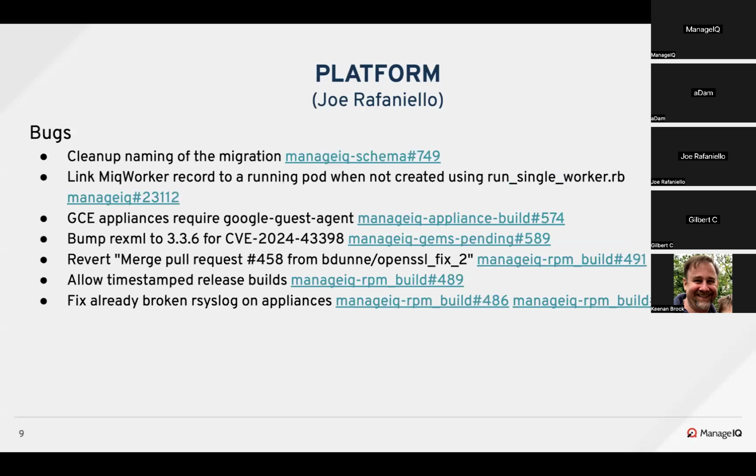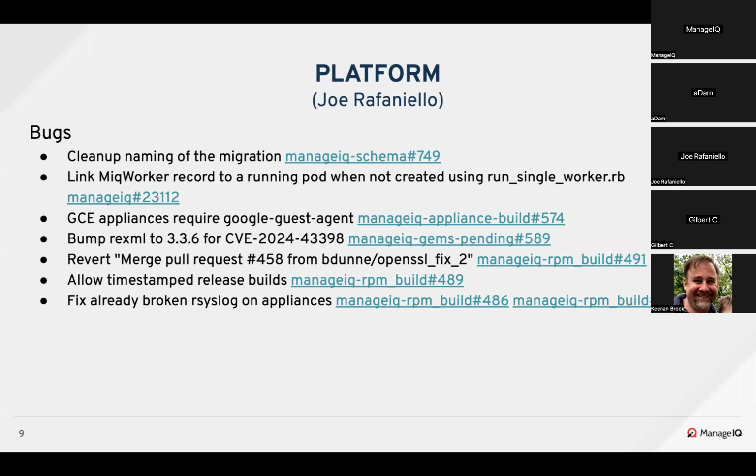For platform bugs, Jason cleaned up the capitalization of a migration class name. Adam fixed the linking of a MIQ worker row to a running pod when it was not created via run single worker. Brandon fixed a bug preventing SSHing into GCE appliances. He fixed this by adding the missing Google Guest Agent package for GCE. Jason updated REXML in gems-pending for a CVE fix.